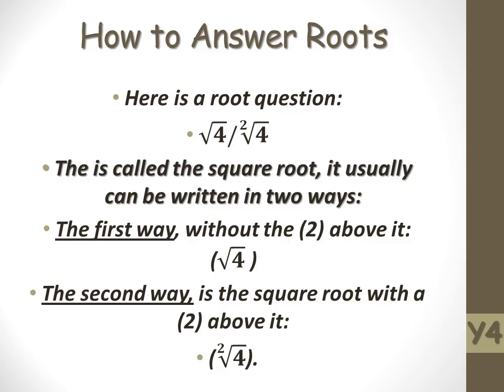Here is a root question, how to answer roots. This is called a square root, okay? It's pronounced the square root of the number under it. So in this case, the square root of 4. The first way the square root can be written is the square root without a 2. And then the second way is the square root with a 2 that indicates that this is a square root. But both are very similar and have the same meaning, an exact calculation.